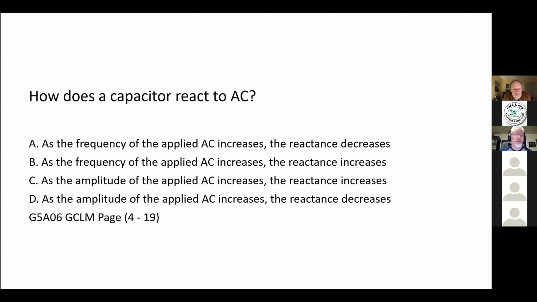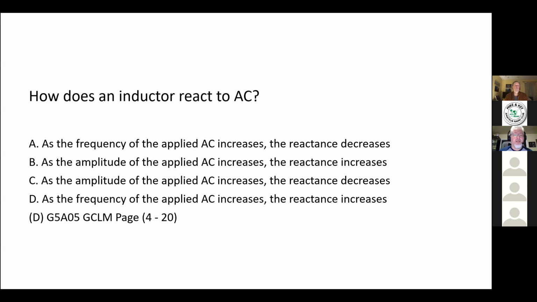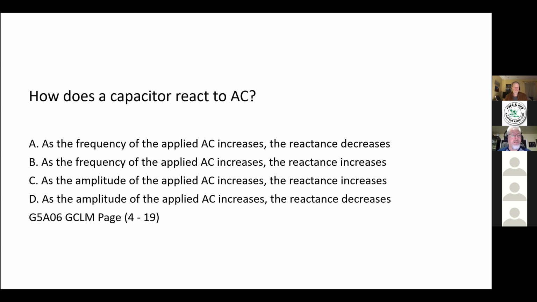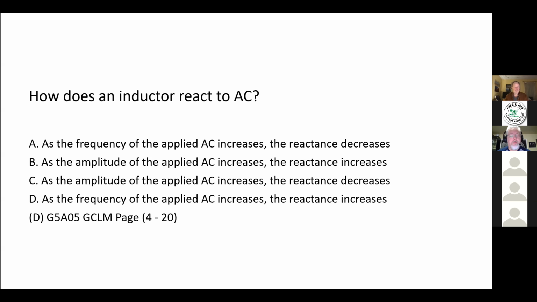And that kicks out two of the answers. So now you've got a 50% chance instead of 25. Okay, inductors like low frequency and high current. Like DC.